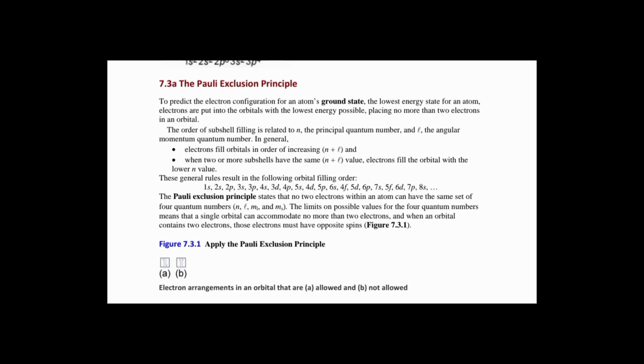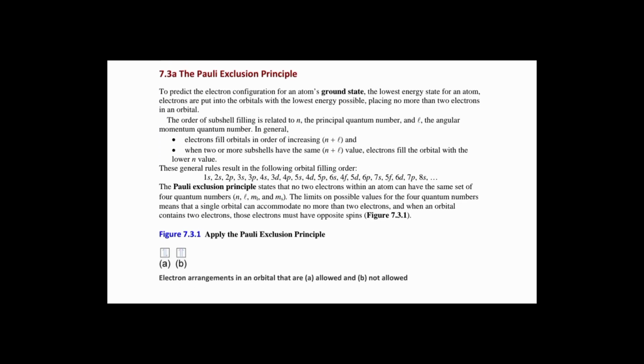Here's the Aufbau principle. To predict the electron configuration for an atom in the ground state, the lowest energy state for an atom, electrons are put into orbitals with the lowest energy possible. The order of filling relates to the principal quantum number and the angular quantum number, or azimuthal quantum number. Another name for the azimuthal quantum number is the angular momentum quantum number.